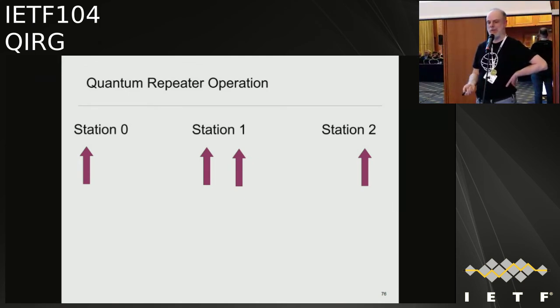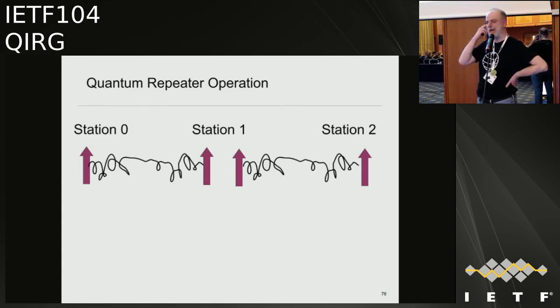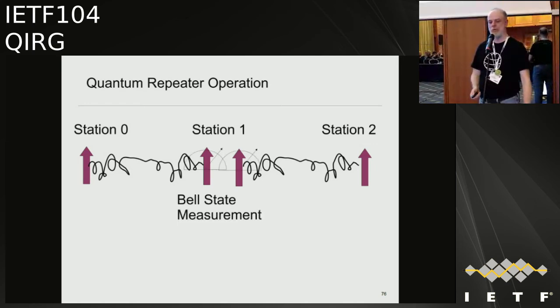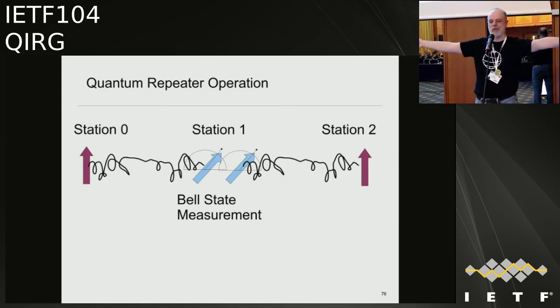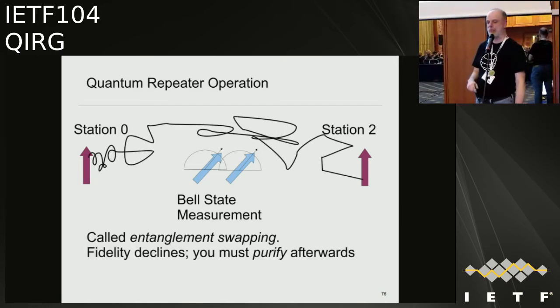Station 0 has 1 qubit, station 1 in the middle has 2 qubits. So what we do is we use the link to make entanglement between station 0 and 1, and we use the other link to create entanglement between station 1 and 2. And then we execute one of these things, like a Bell state measurement. This operation is very much like teleportation. You could, in fact, consider it to be a form of teleportation. This destroys the 2 qubits in the middle, but it doesn't destroy the 2 qubits on the end. And if this works properly, what you're left with is entanglement between the 2 endpoints. This process is what we call entanglement swapping.